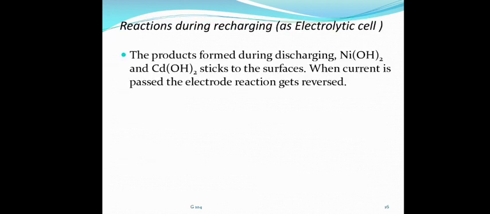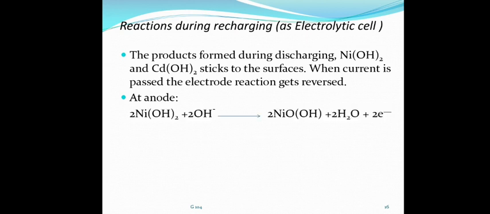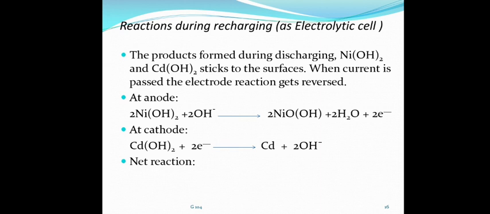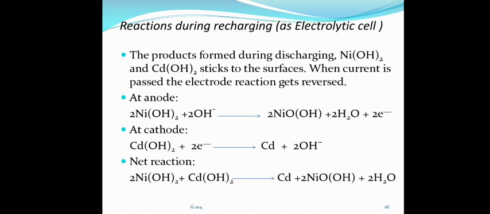Reactions during recharging. The products formed during discharging, that is Ni(OH)2 and Cd(OH)2, stick to the surface. When the current is passed, the electrode reactions get reversed. So again Ni(OH)2 becomes NiOOH, nickel oxyhydroxide. At the other electrode, Cd(OH)2 forms Cd. Again you are getting Cd. The net reaction is like this. So this is the recharging reaction. Again it is getting recharged.